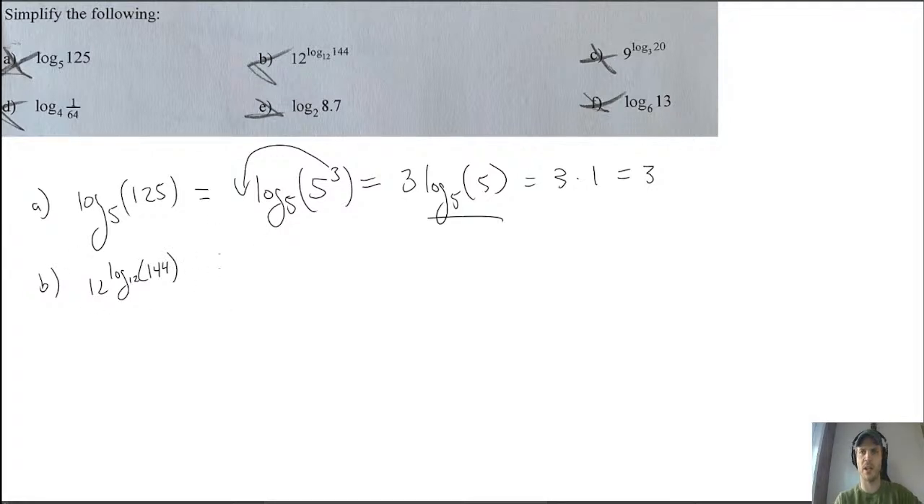Okay, so same sort of thing here. You could do the exact same way and simplify this that way first, or you can use the fact that this is the same base as this log and they cancel each other out. They're inverse functions. And what you just get is 144 here.